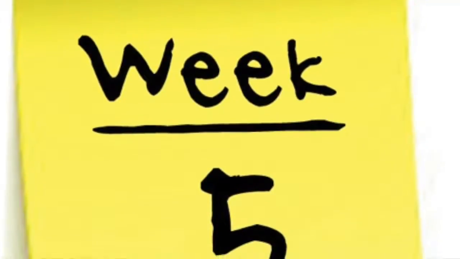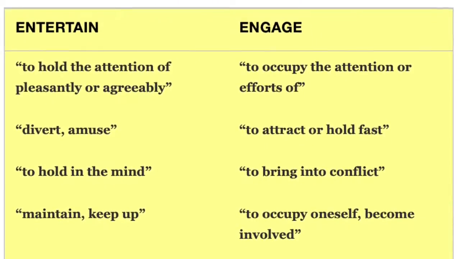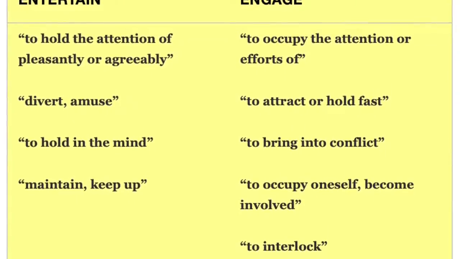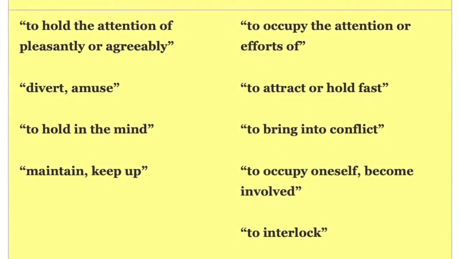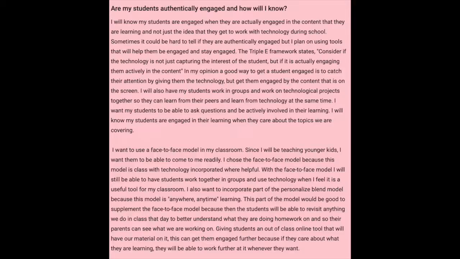During week 5, we focused on the Triple E framework, more specifically design for engagement. The first week last week this week focused on engaging versus entertaining and how engaging is better since it's the first step in the Triple E framework and how students will want to learn if they are engaged. Next, we had to answer the question, are my students engaged and how will I know? This is the response I wrote.